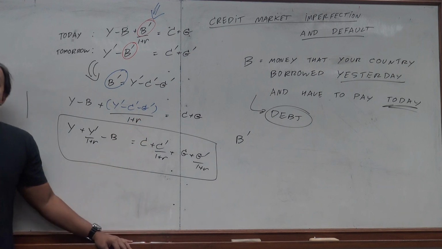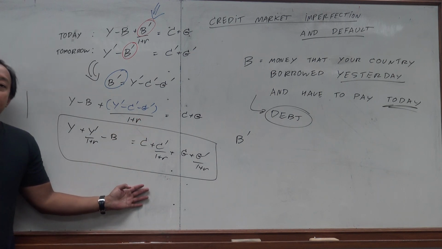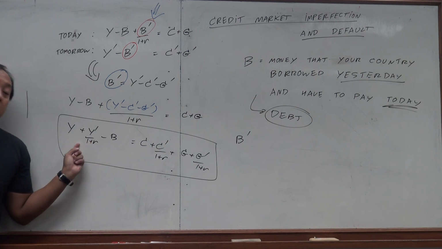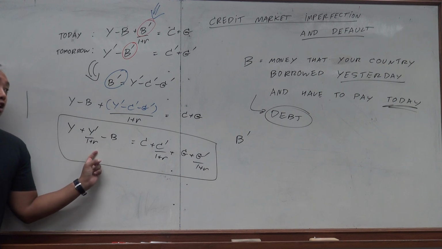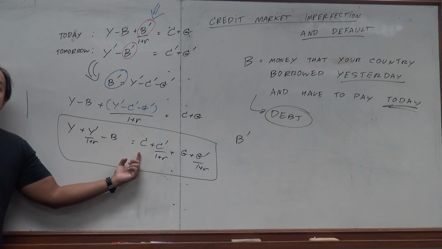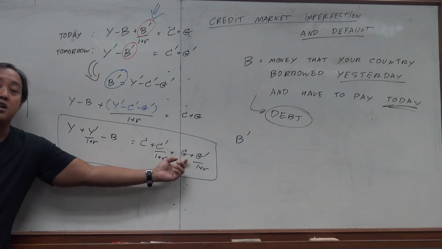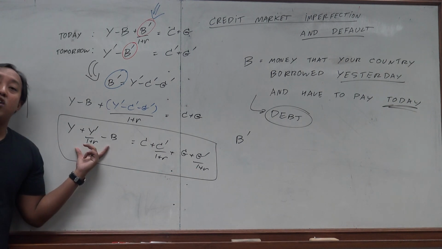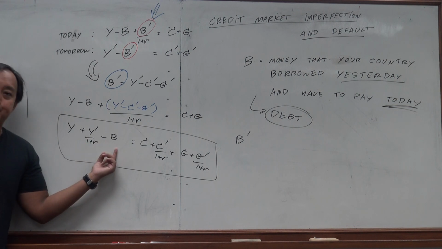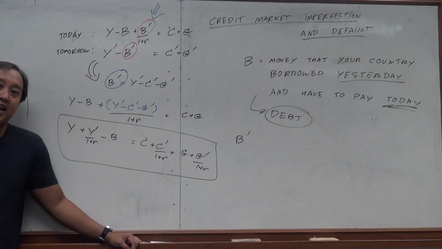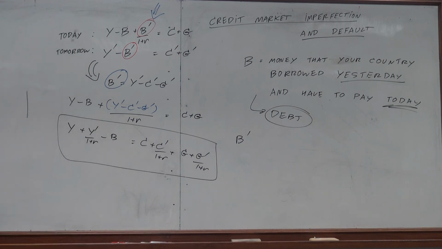After we combine two equations together, we got this one. This is the lifetime budget constraint equation. What does it mean? Today's national income plus tomorrow's national income after paying back the debt equals today's consumption plus tomorrow's consumption plus today's government spending and tomorrow's government spending. This left side is the lifetime national income after paying back the debt, equal to lifetime consumption plus lifetime government spending. Okay, so we good? Done for this one.